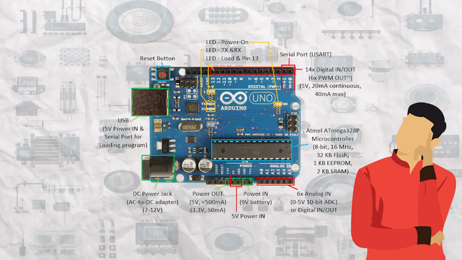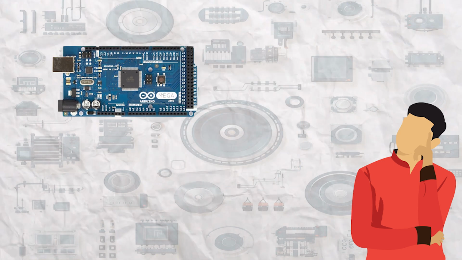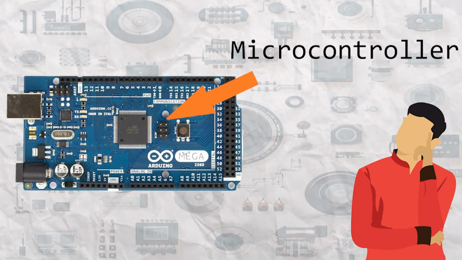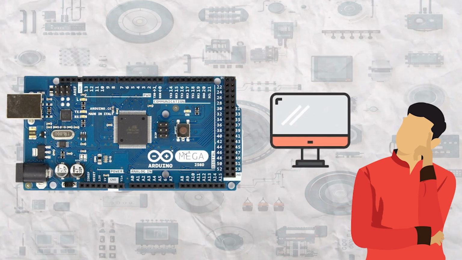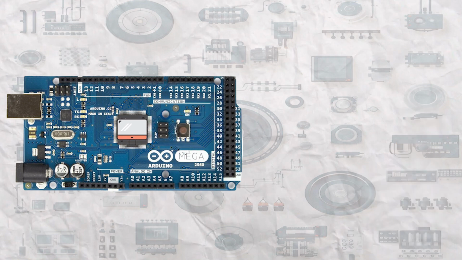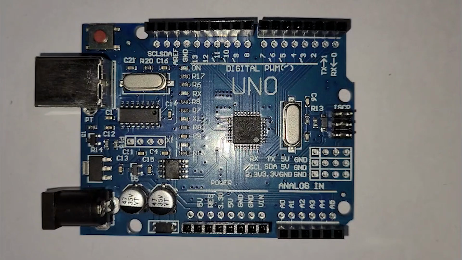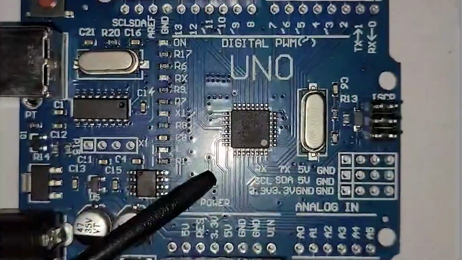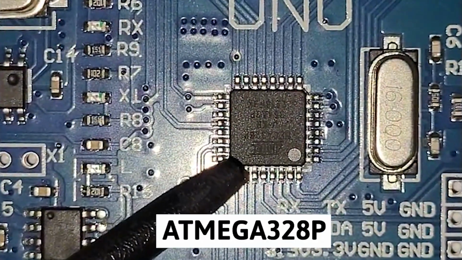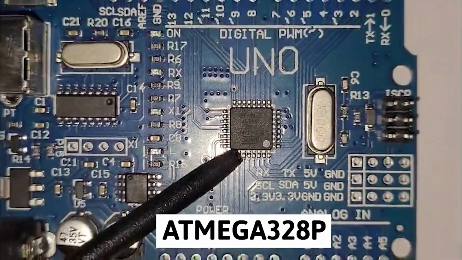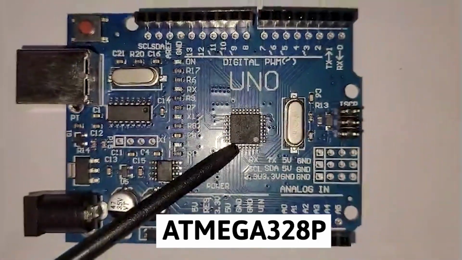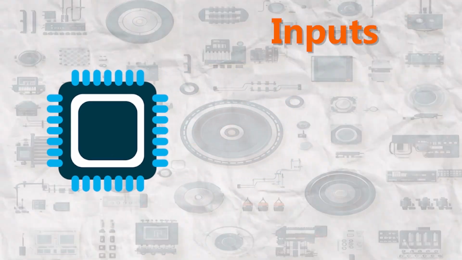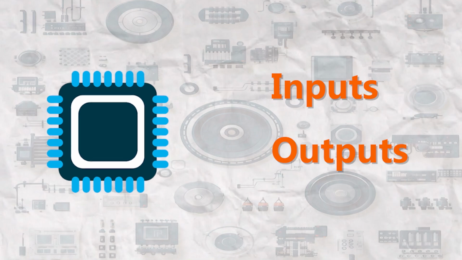So let's get started with basic parts of the Arduino. All Arduino boards, the Arduino Mega, Uno, Nano, all have one thing in common, that is the microcontroller. Microcontroller can be thought of as a small computer in our Arduino. In particular, we are using Arduino Uno 3, and for this, the microcontroller is ATmega328P. I have given all microcontroller lists with respect to their Arduinos. Microcontroller basically helps to read the inputs and control the outputs.